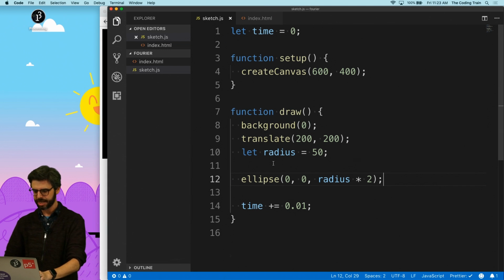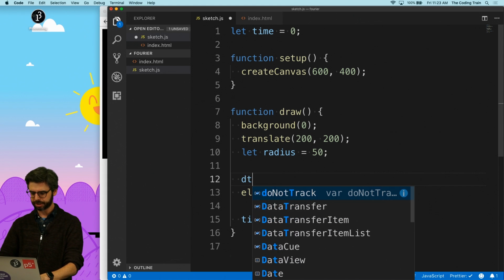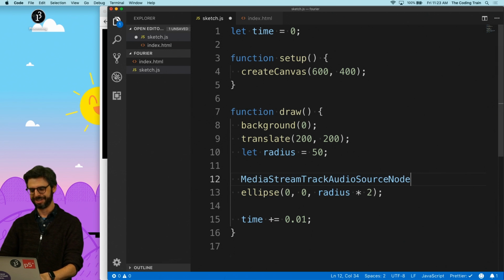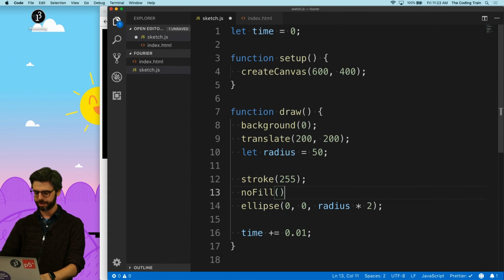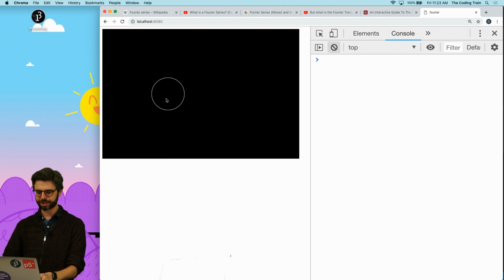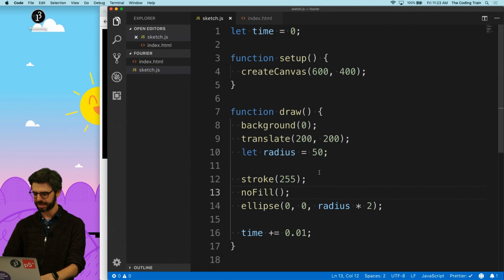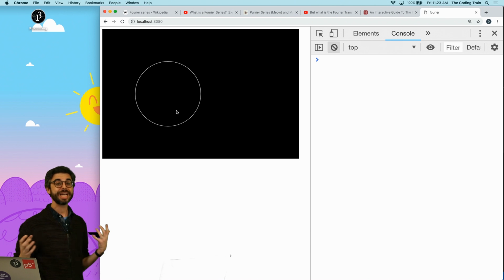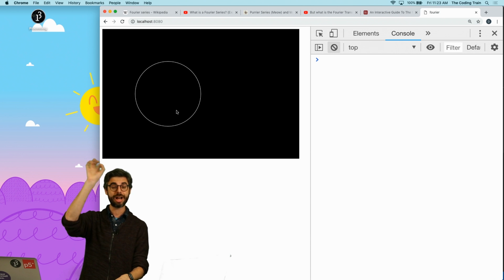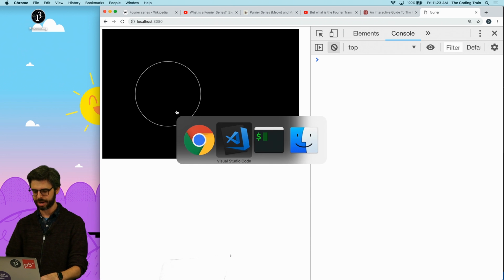Radius is half that. I'm going to make this white. So I'm going to say stroke 250. Stroke 255. Somebody told me how to get rid of that autocomplete, and I still haven't done it. And no fill. So when I go back to the browser and refresh it, I've got a nice circle there. Let's make it a little bigger. All right. So now what I want to do is, how can I have that dot traveling around the circle?